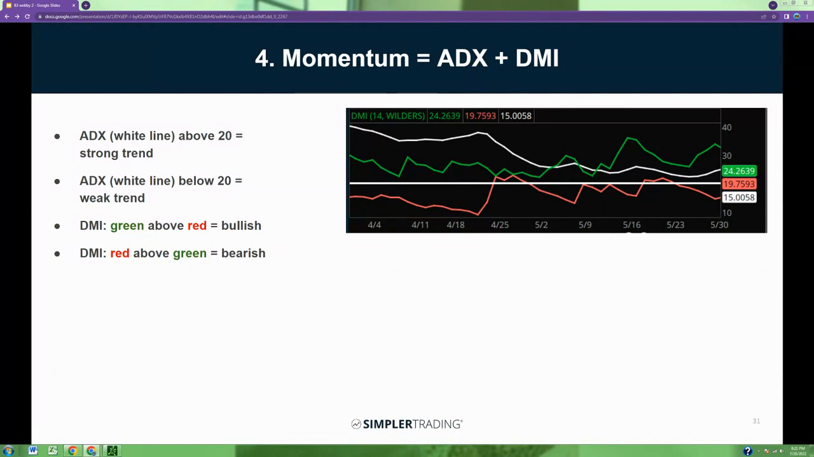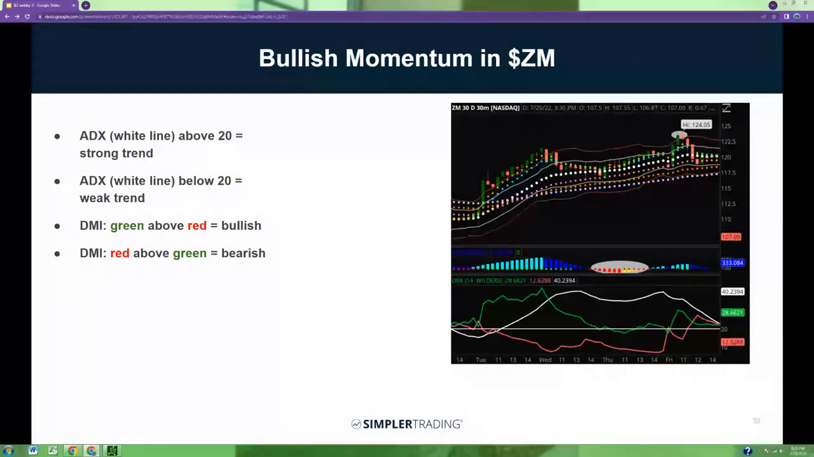Now we need a few tools for our momentum and our trend. So then there's the ADX and the DMI. So ADX, guys, the white line, if the white line is above 20, the trend is bullish. If that ADX is below 20, the trend is bearish. So there's our trend tool. And then as far as DMI goes, the red and the green lines, if you find a stock with green above red, momentum is bullish. If red is above green on the DMI, momentum is bearish. So there's our trend and our momentum tool.